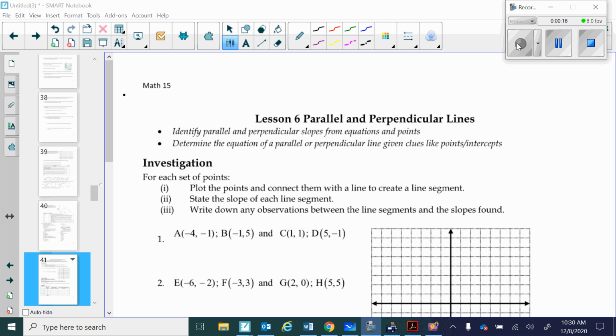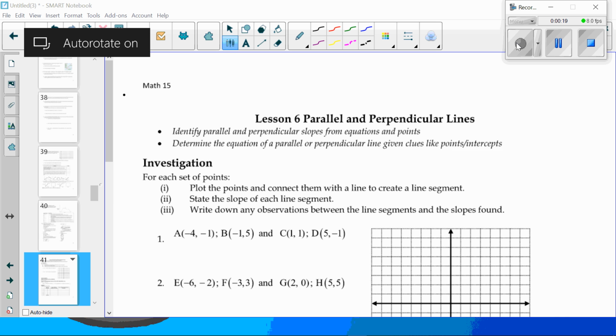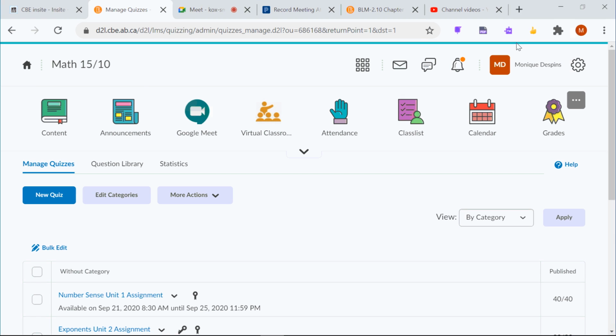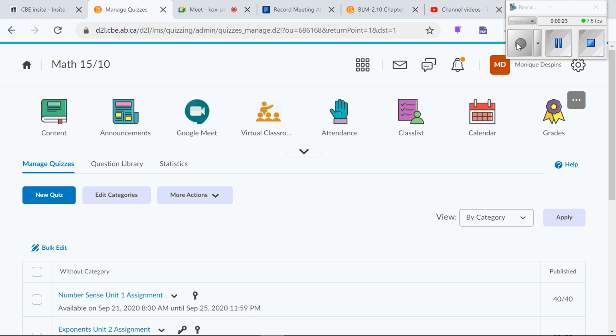Okay, so we're going to be talking about parallel and perpendicular lines, okay? Oops, what happened here?